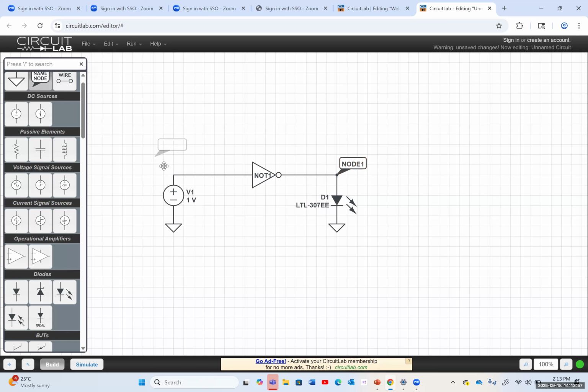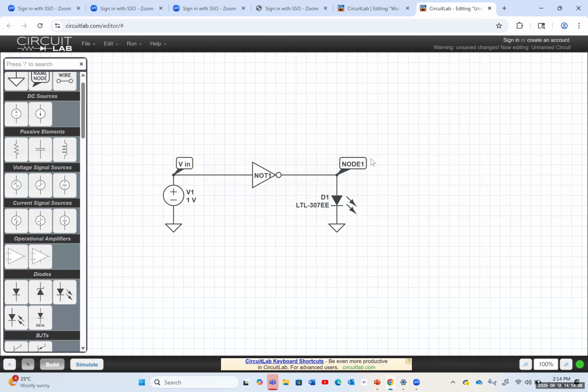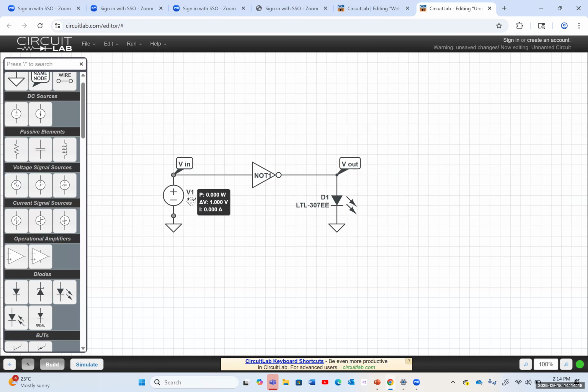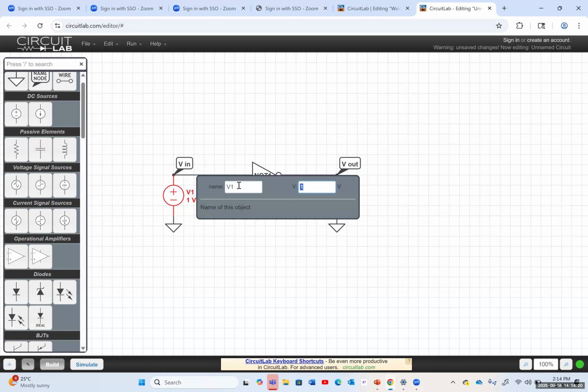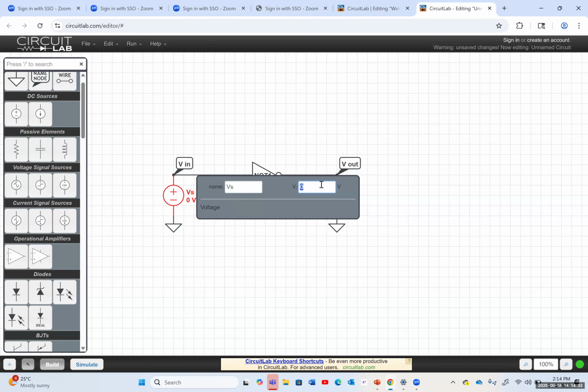I can put one node for the input to measure the input voltage and the output voltage. By clicking on them, you can change the name. You can change this to V input. I can change the other one to V out. So V in and V out. I am clicking on the source. I can change the source voltage to Vs. And I can change the voltage to, let's say, 0 volts.